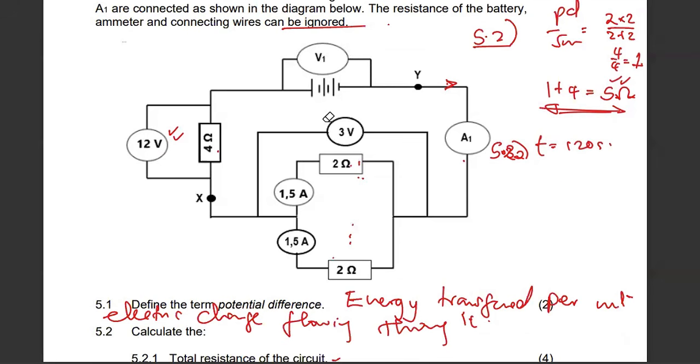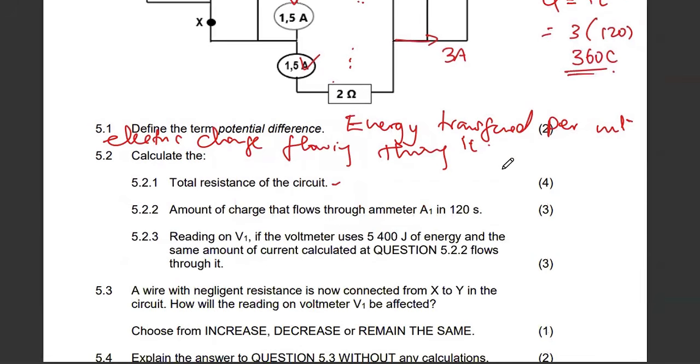Let's start by writing the formula of charge, but what were we told? We don't need to calculate that. We know that charge is IT. We were given 1.5 amps, 1.5 amps. When we add these two, we get the 3 amps that are flowing through this A1. That's going to be 3 multiplied by 120, which is 360 coulombs.